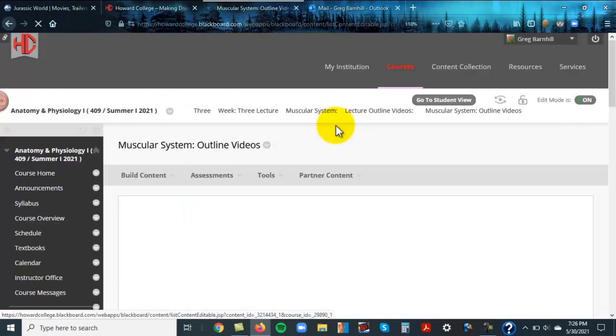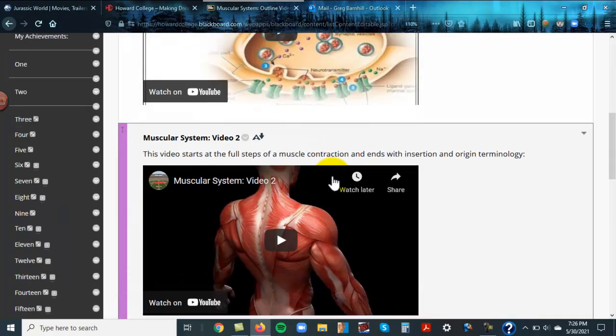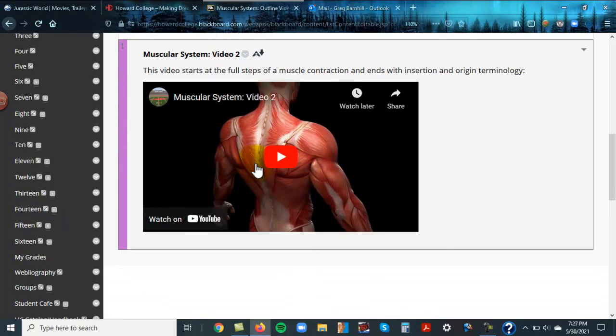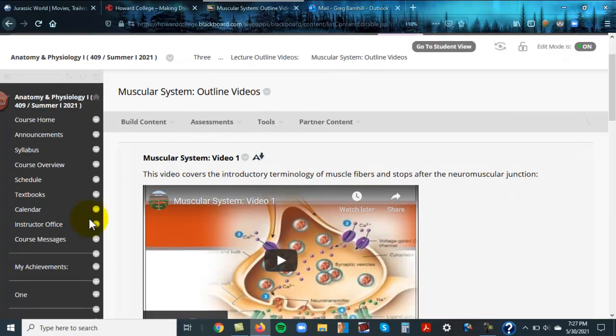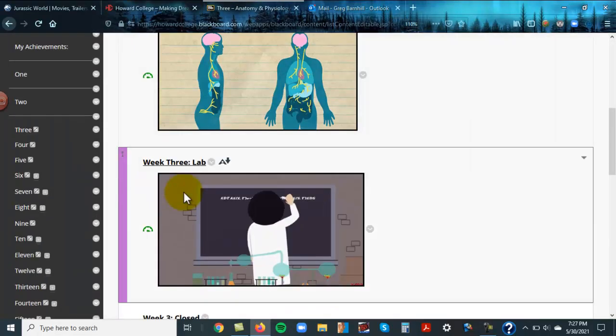But here are the outline videos. So this one goes all the way through the neuromuscular junction. And this goes through all the steps, which is very detailed, of how a muscle contracts. And then the terminology at the end. So that's what's going on in lecture this week.